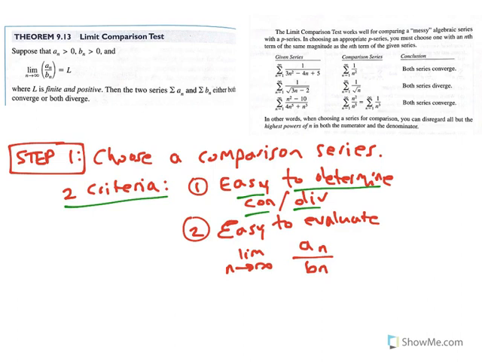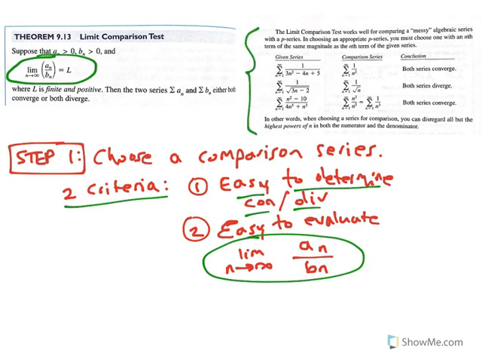And the second criteria is because the limit comparison test is asking you to find the limit of the quotient of the nth terms of the two series as n approaches infinity, you should choose a comparison series such that that limit will be easy to evaluate. So there are some guidelines to help you with that. So if you look over here, we have some guidelines.